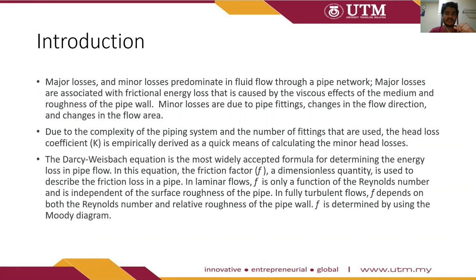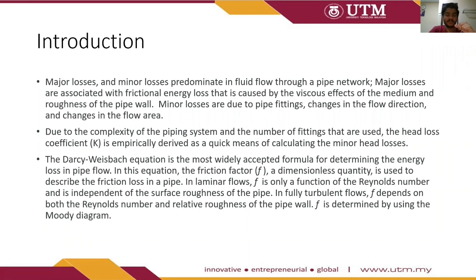Basically, major losses are due to the friction caused by the fluid and the pipe wall. If we use a pipe wall with higher roughness, then we have more losses. As we go to minor losses, it is due to the piping fitting. If the fluid flows from a smaller pipe to a bigger pipe, we can see the losses. Due to the complexity of the piping system and the number of fittings that are used, the head loss coefficient is empirically derived as a quick means of calculating the minor head losses.